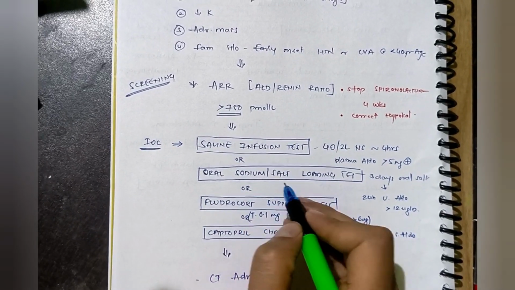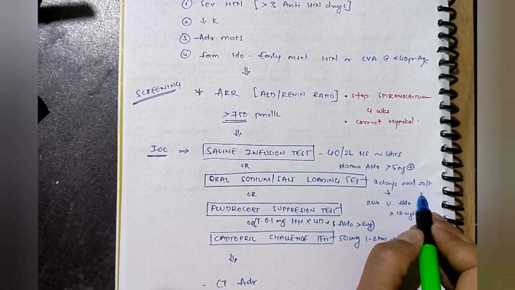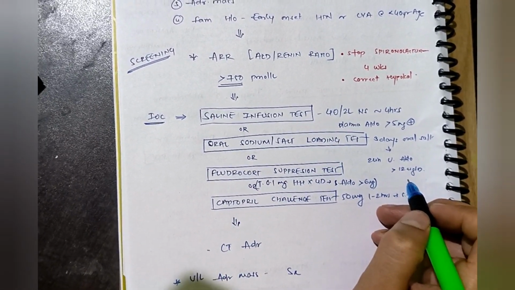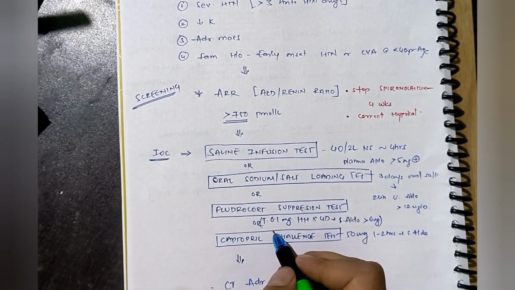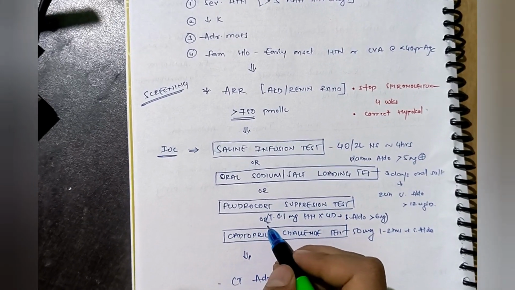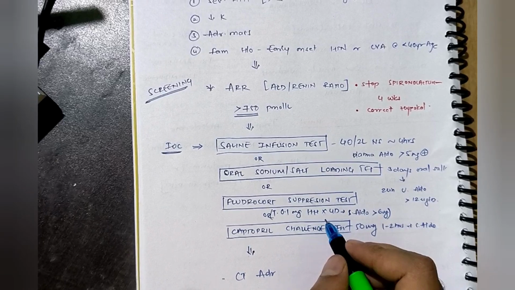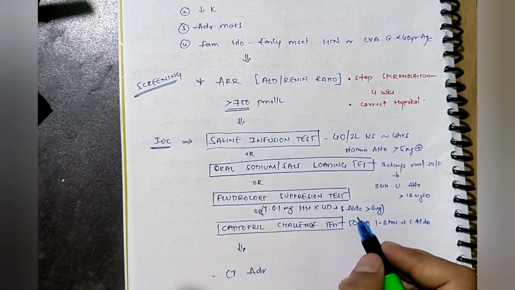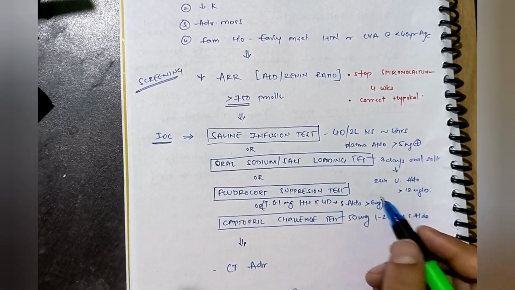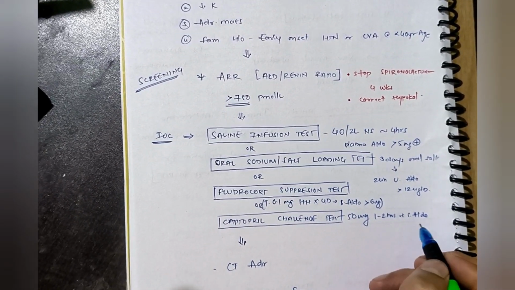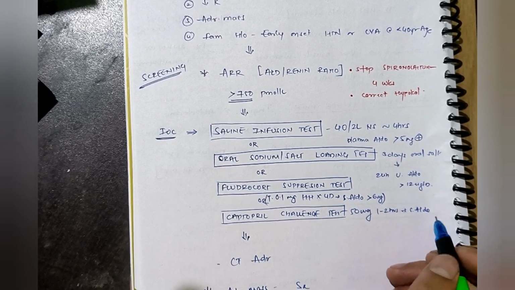Similarly, in the oral salt loading test, you give oral salt for 3 days, and then you check 24-hour urine aldosterone. Then in the fludrocortisone suppression test, you give a 0.1 mg tablet of fludrocortisone QID, that is 4 times a day, for 4 days, and then you check the serum aldosterone, which if more than 6 micrograms is positive. Captopril challenge, similarly, 25 to 50 mg you can use. After 1 or 2 hours you check the serum aldosterone, which should be more than 5.